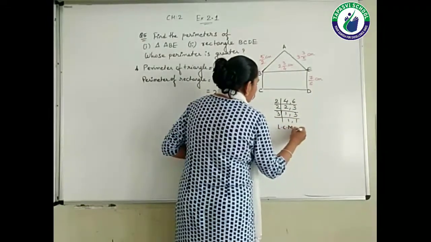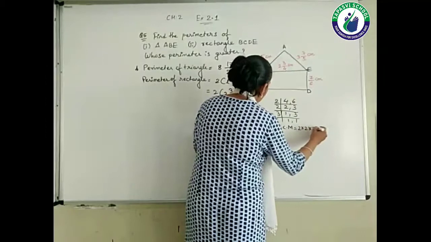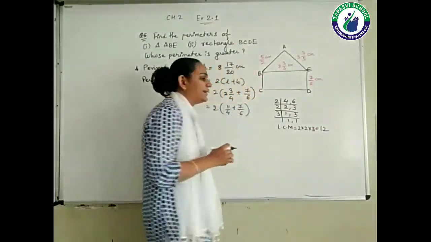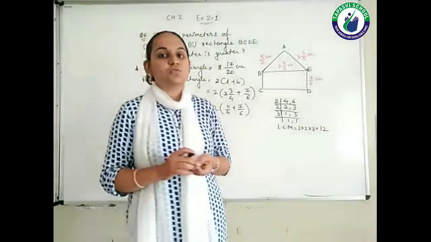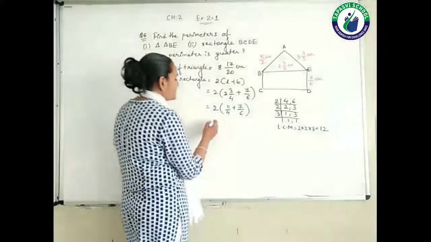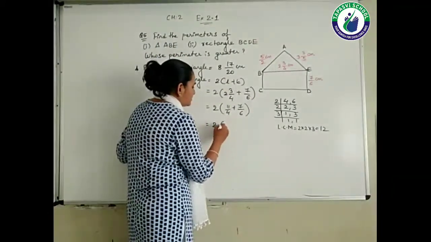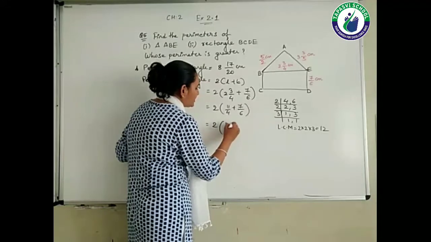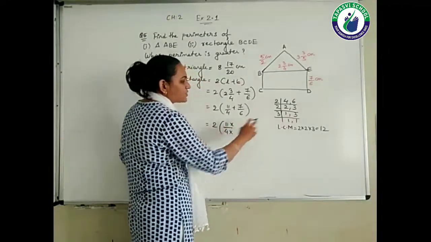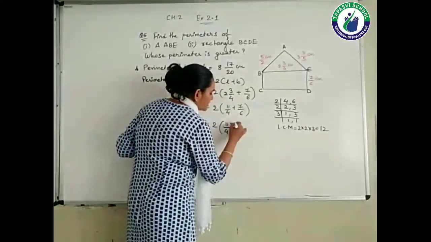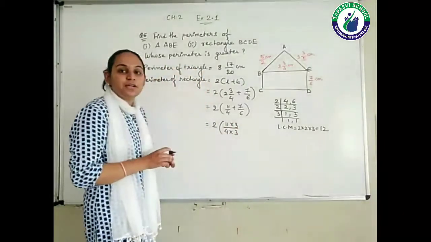So the LCM is 2 into 2 into 3, so it is 12, right? So 2 2s are 4 and 4 3s are 12. So you need to make both the denominators 12. So 11 upon 4. Which number do I multiply with the 4 to get 12? That is 3. So the same 3 I multiply in the numerator also.